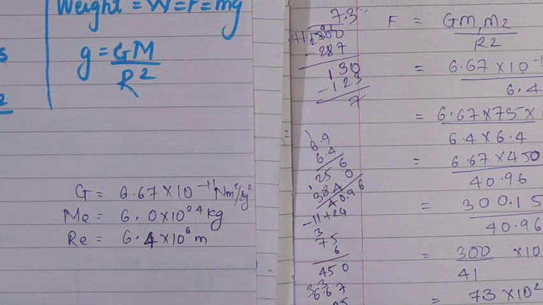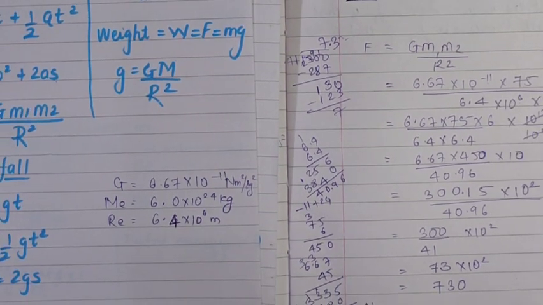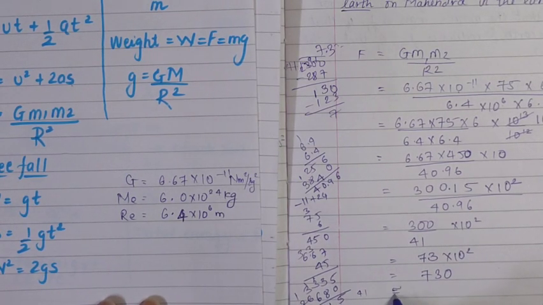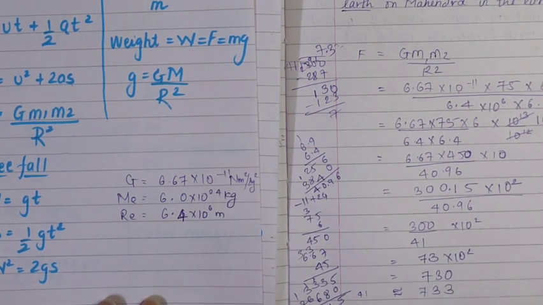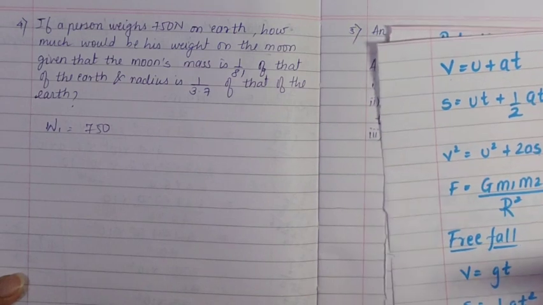730. Fine. Now the answer that is given in your textbook is 733. So in calculations, this is accepted. Okay, so the answer given is 733. What we have got is 730. Now this approximation is accepted, and you can write 733, or you can leave it at this position also. Okay, so now let's move forward to the next sum.